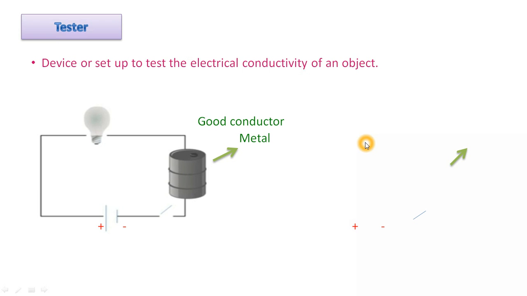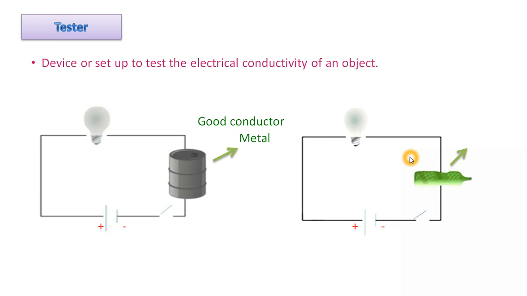Now let's say we take another substance. The same circuit, which will act as a tester, but instead of metal, now we have a plastic object. Again, you switch it on. Now, when you switch it on, the circuit is complete, the path is complete. But since this object doesn't allow electricity to pass through it, the bulb did not glow. So if the bulb glows, that means the object is a good conductor, and if the bulb doesn't glow, that means the object is a poor conductor. So we can say that this object is a poor conductor of electricity, and this is a good conductor of electricity. So this is how a tester looks.